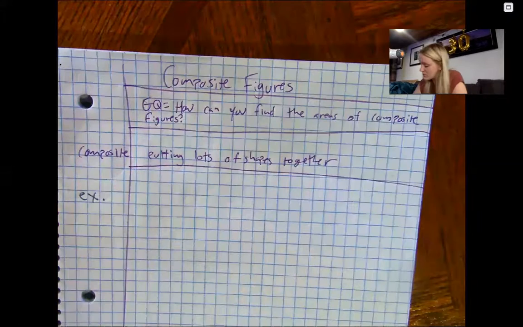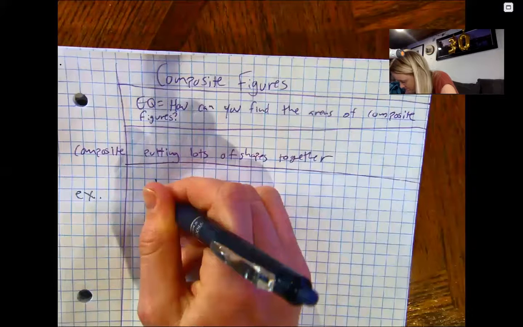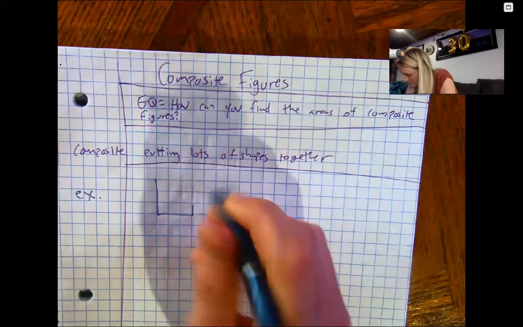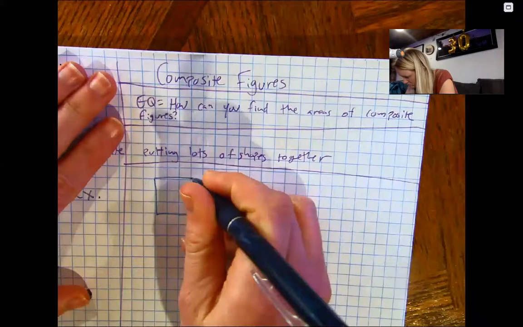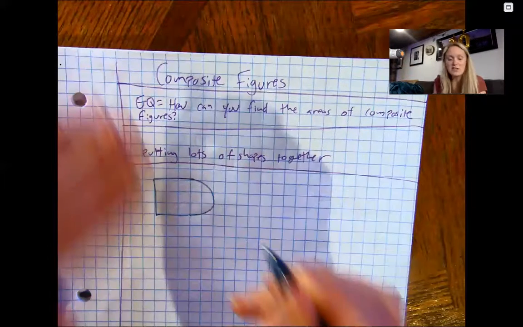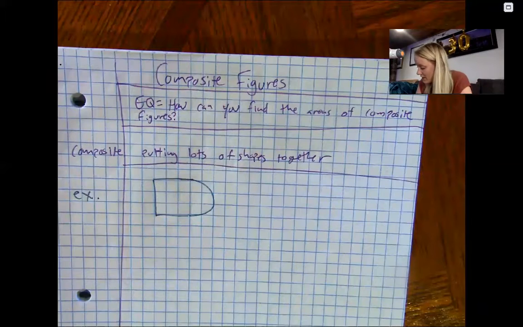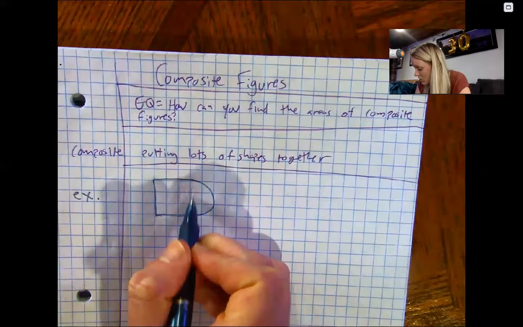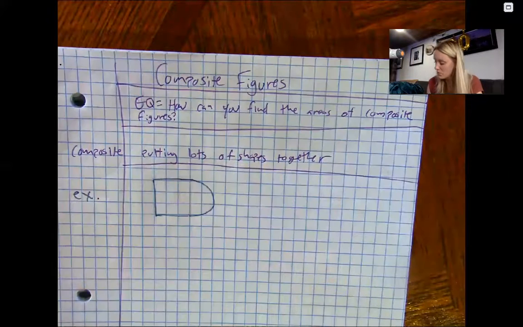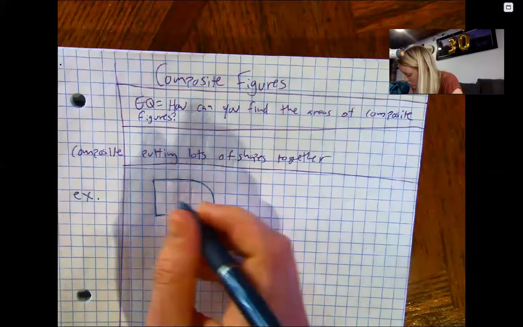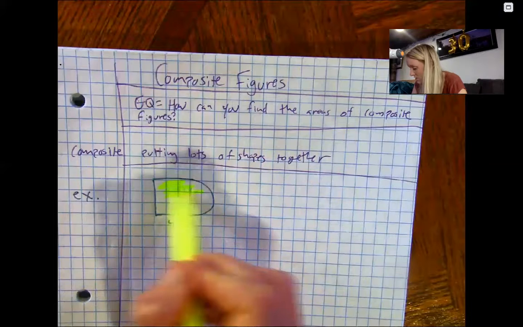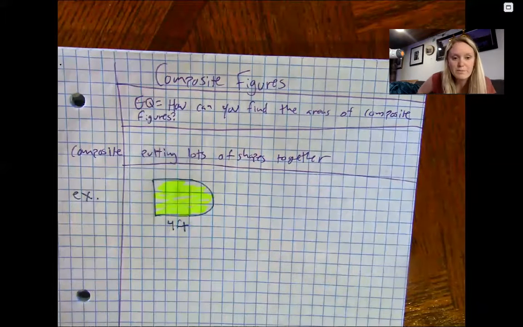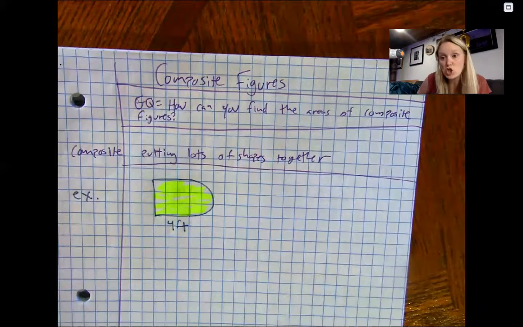So here's an example of a composite figure. So that's a composite figure. You can see that that is a square with half of a circle involved. So if they said that this was 4 feet, and they asked me to find the area of what's in the yellow or the shaded, sometimes they give that to you. So if I needed to find that area, I'm composing two figures together.